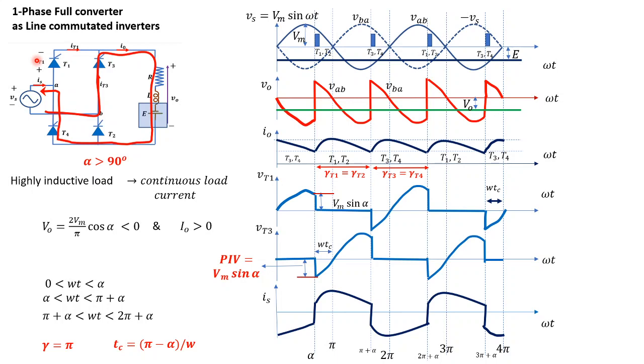The converter is said to be operated in inverting mode. If power is supplied from AC to DC, then it is known as a rectifier. Now, this is the operation of the inverter, and because the thyristors are reverse biased, commutation is occurring naturally.